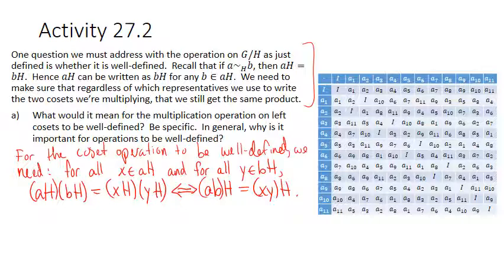And in general, why is it important for operations to be well defined? You just don't want to be getting different answers when you think you're putting in the same input. You don't want different output from the same input. It comes back to the idea of the operation actually being a function of the two things you're multiplying or adding. You don't want to put in the same thing and get out something different than what you got before. I don't know if that's making sense to you. So we need operations to be well defined.